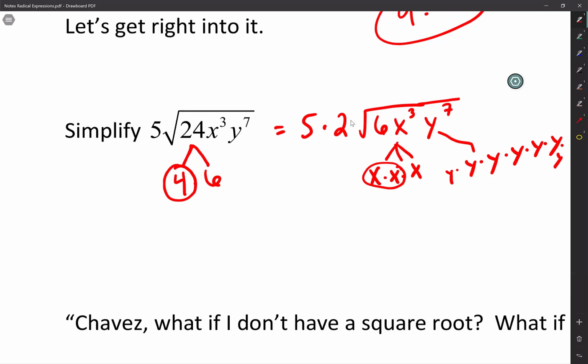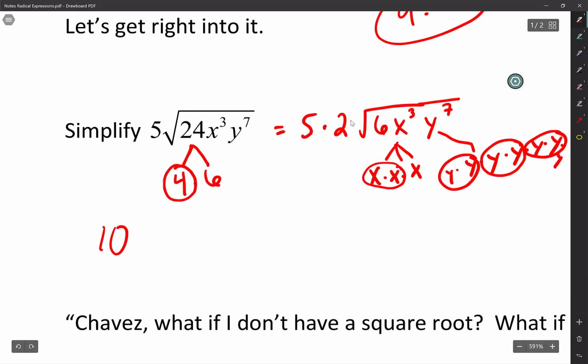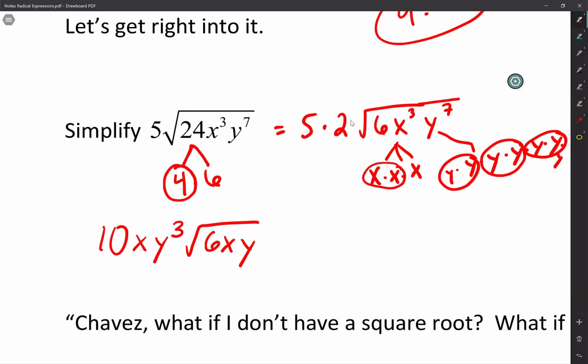How many pairs can I get? There's 1, 2, 3. Perfect. So there it is, guys. My answer is 10x y cubed, square root, what do I have left underneath? A 6, an x, and a y. And you're done. That is it. And that's the whole idea about it.